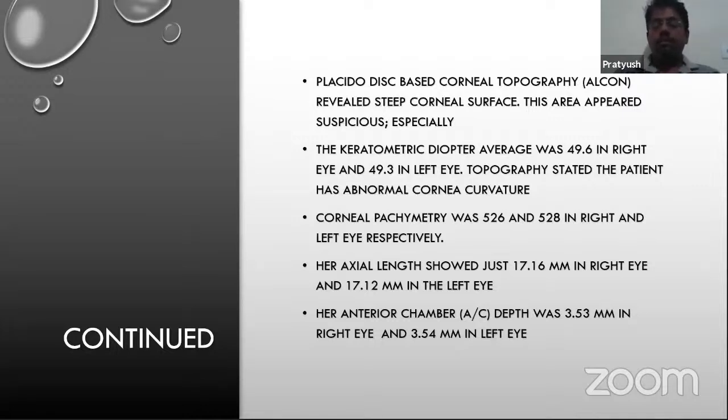Obviously, the topography would state that patient as having an abnormal corneal curvature. But what surprised us was that even though she had such a steep cornea, look at her pachymetry. Her pachymetry is like 526 micron and 528 micron, which is a very normal corneal pachymetry in a very steep cornea.